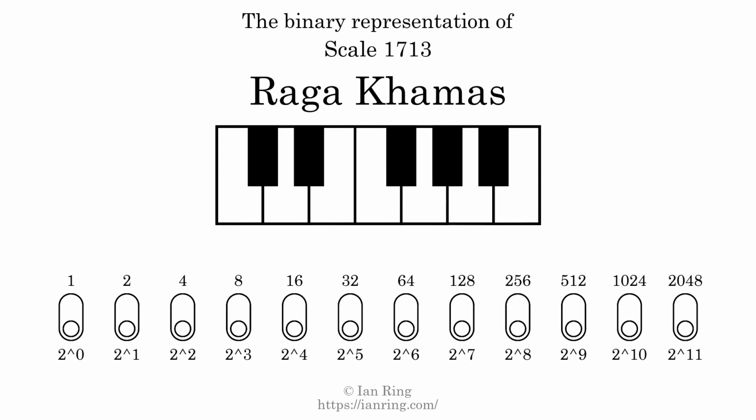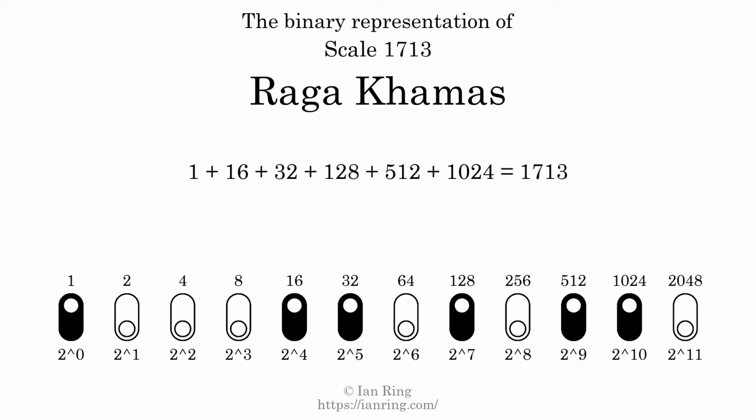The binary representation of this scale is determined by mapping tones of the scale to binary digits. Each binary digit represents a power of 2. To get the scale number, we add the powers of 2 together. The powers of 2 that are present in the scale, all added together, equals 1713. That is why the scale number, in decimal, is 1713.